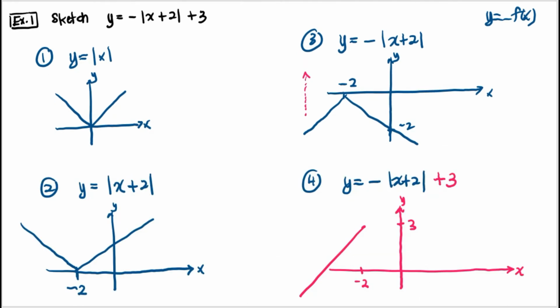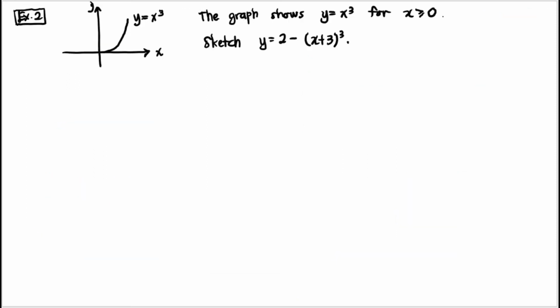It goes something like this. Of course it goes to 1. Here it should be 1, because this one is shifted upwards by 3 units: negative 2 plus 3 should be 1. So it goes something like this. This is our final graph. You should draw this step by step, and marks will be given for each step. Let's look at the second example.